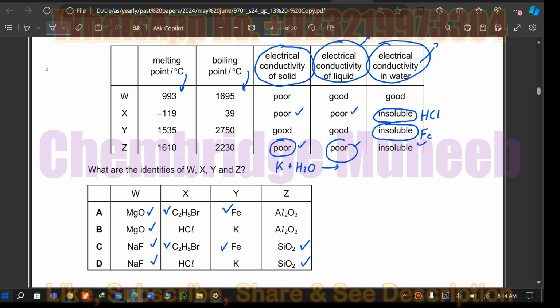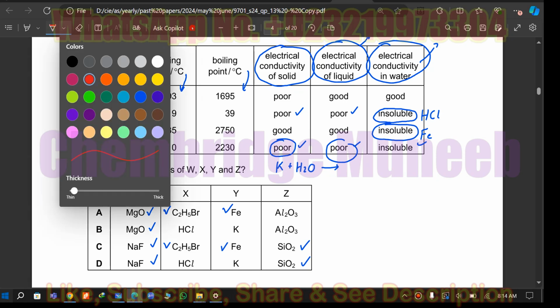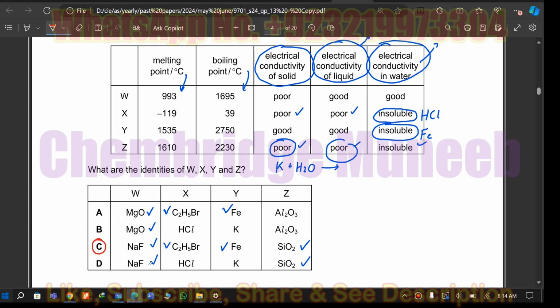So we can now look at here that all the options of C are ticked over here. So the correct option is C.